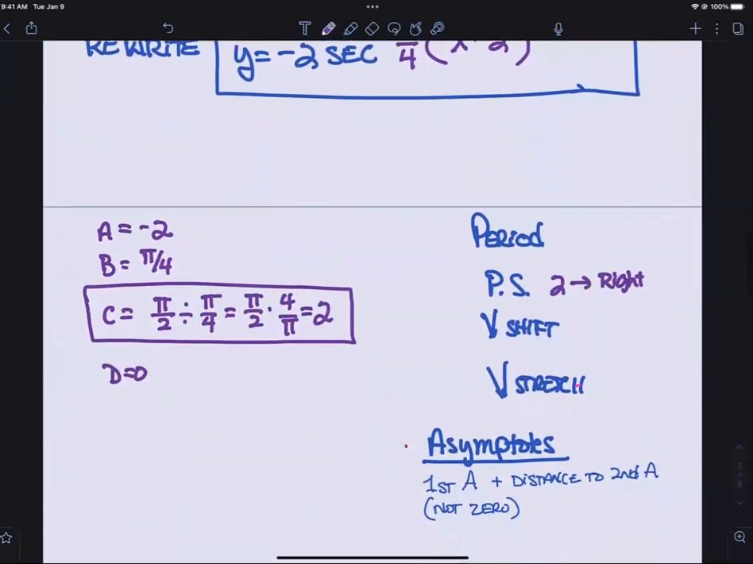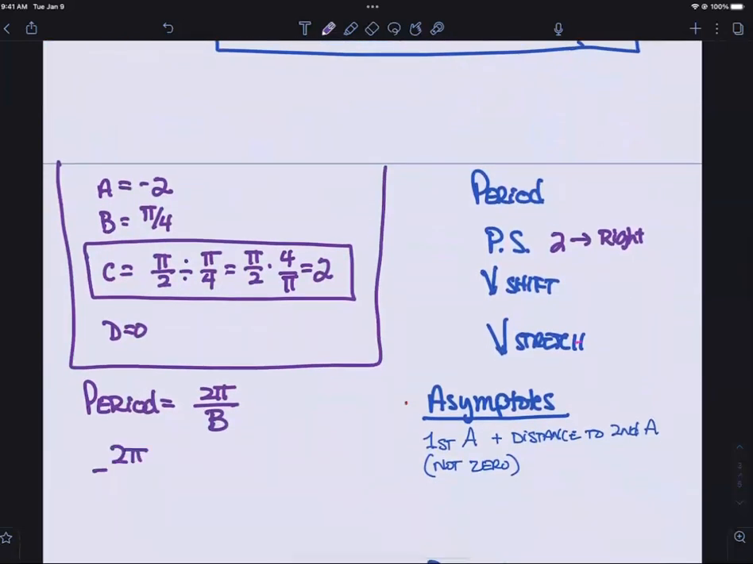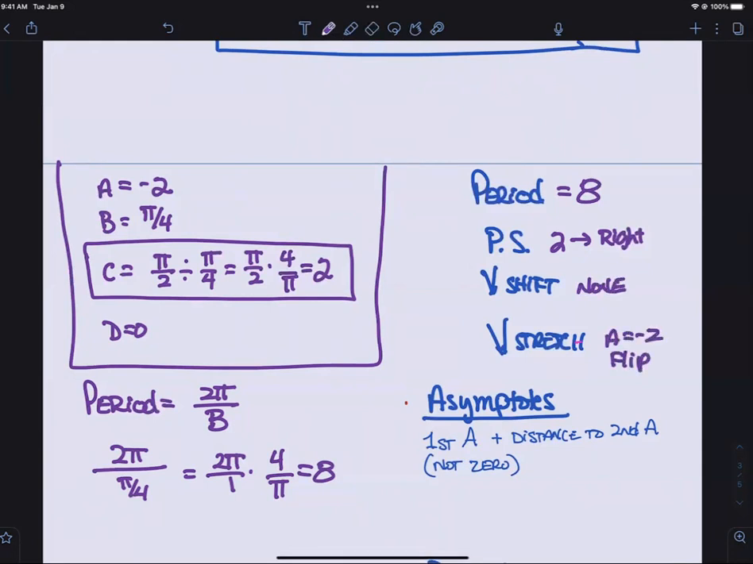Okay, next up, let's do the period. So kind of section this stuff off. Let's figure out what the period of the graph is, and that is 2 pi divided by b. B here is pi over 4. So 2 pi over 4 is the same thing as 2 pi over 1 times 4 over pi. There's the 8 that I was looking for. The pi's divide out. So the period for this graph is 8. And vertical shift, let's see, there's no vertical shift. And I will have a stretch. So A is -2. I'm going to have a flip and a bit of a stretch here.